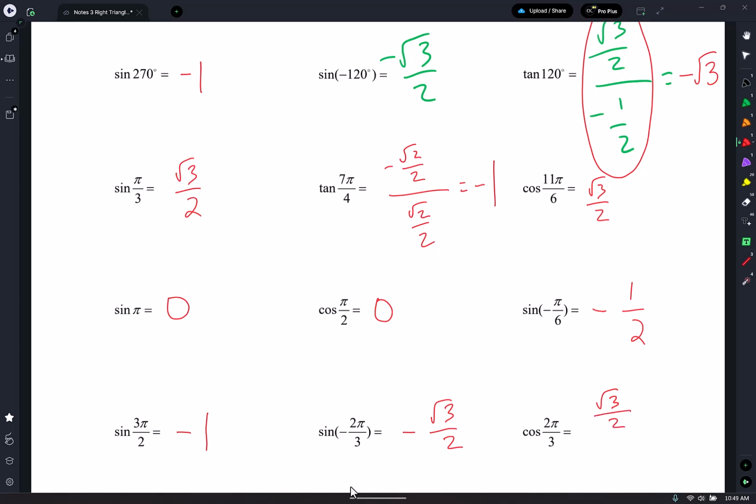The y value is square root of 3 over 2. The x value is negative 1/2. You can leave it like that if you want, but the better answer is negative square root of 3.